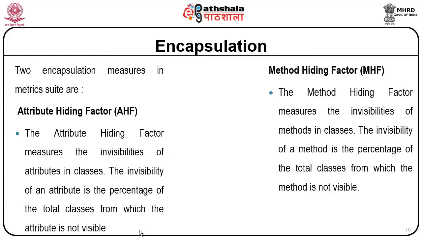First, let us discuss attribute hiding factor. The attribute hiding factor measures the invisibilities of attributes in classes. The invisibility of an attribute is the percentage of the total classes from which the attribute is not visible. Method hiding factor. The method hiding factor measures the invisibilities of methods in classes. The invisibility of a method is the percentage of the total classes from which the method is not visible.